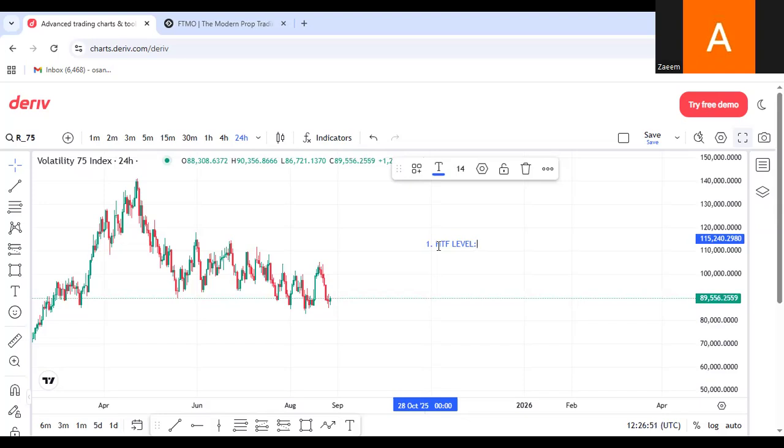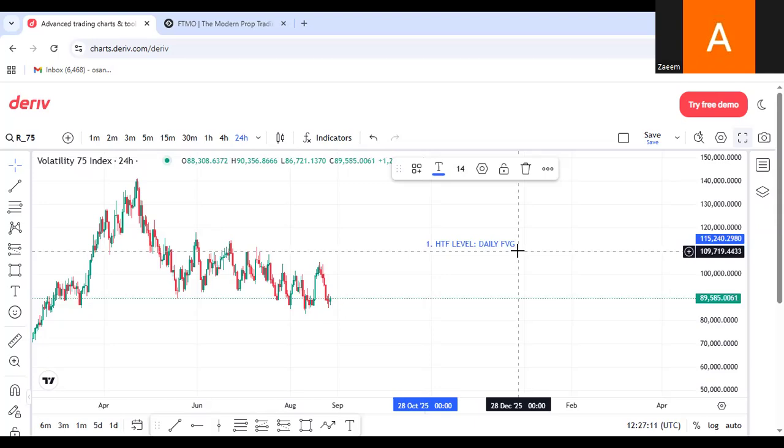So we just need a high time frame level. In this case, I'm only using one higher time frame level, which is the fair value gap. In this case, our higher time frame could be daily fair value gap.